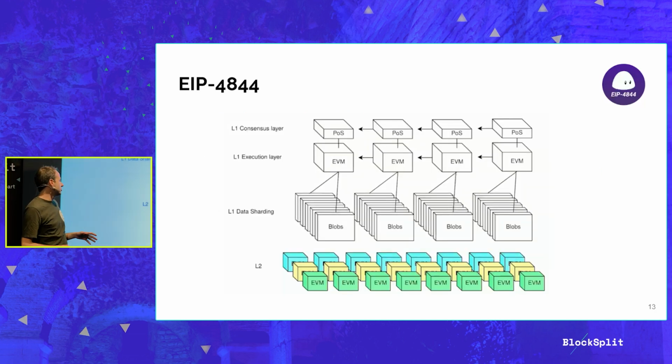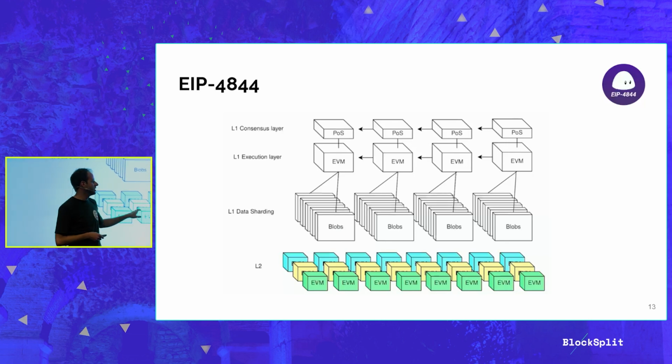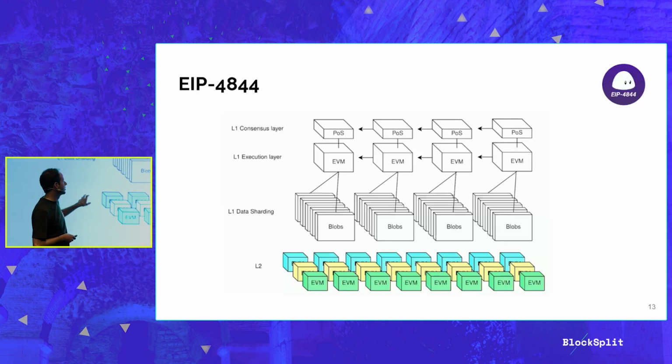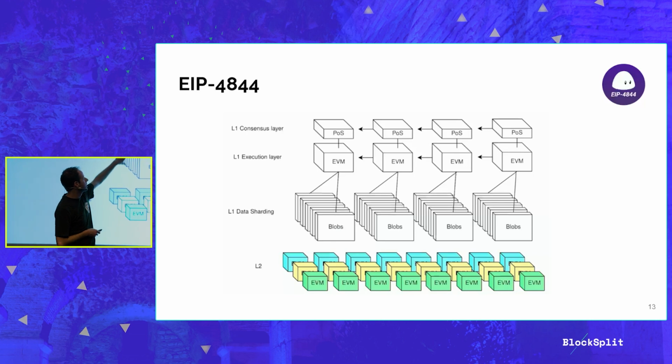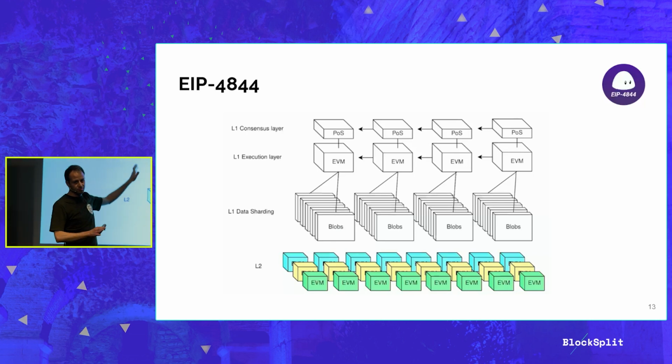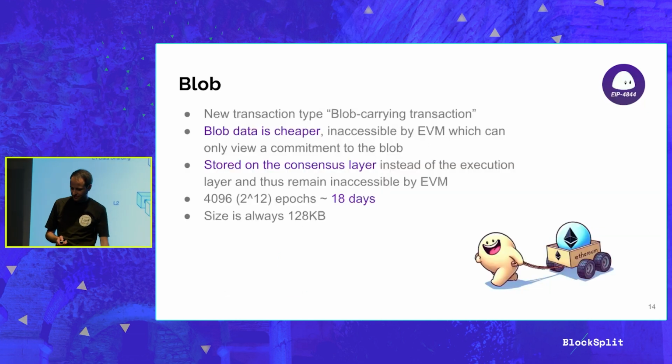So this is how it will look. We have multiple L2 solutions, EVMs. Each of them is proposing their own blobs. Blobs will get to the EVM and to proof of stake. So this is how it will look.